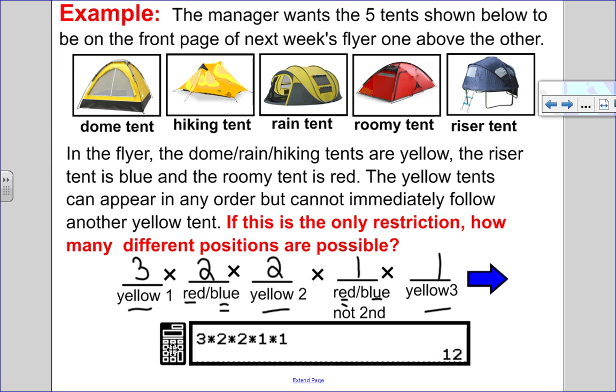So again, to me, the key in the fundamental counting principle is this part right here. The better I label it, the easier it is for me to identify my choices. And then just remember you're multiplying all your numbers together.